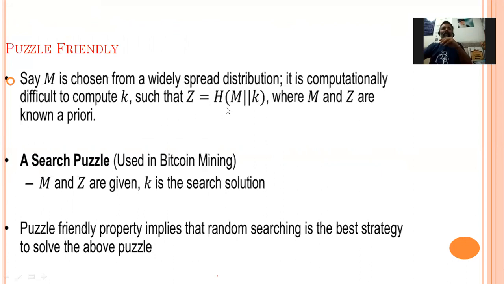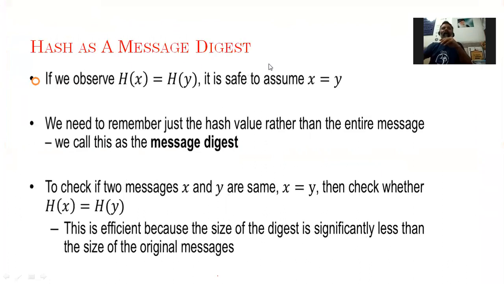Puzzle friendly, as I discussed already. Hash as a message digest. If we observe H(x) is equal to H(y), it is safe to assume x is equal to y. This is the assumption here. We need to remember just the hash value rather than the entire message. We call this a message digest. To check if two messages x and y are the same, check whether H(x) is equal to H(y) or not.